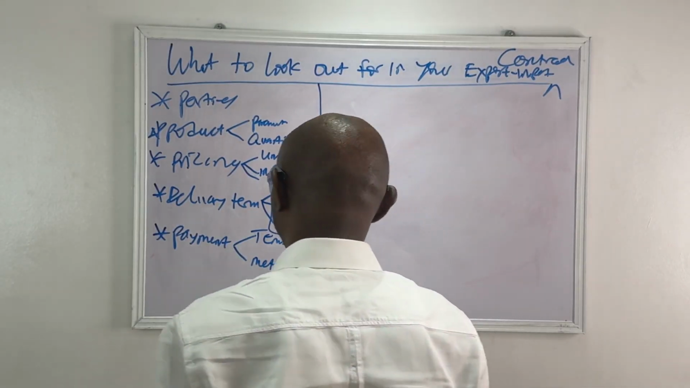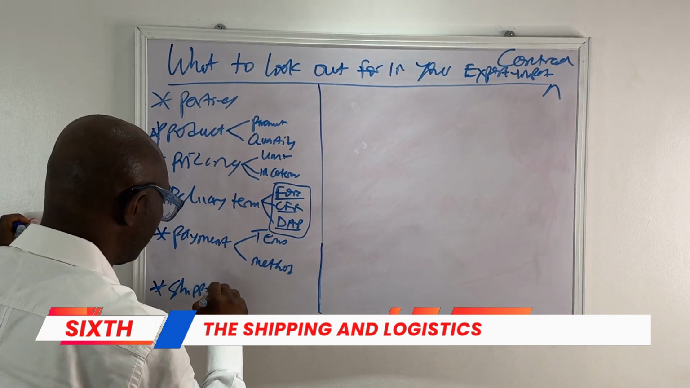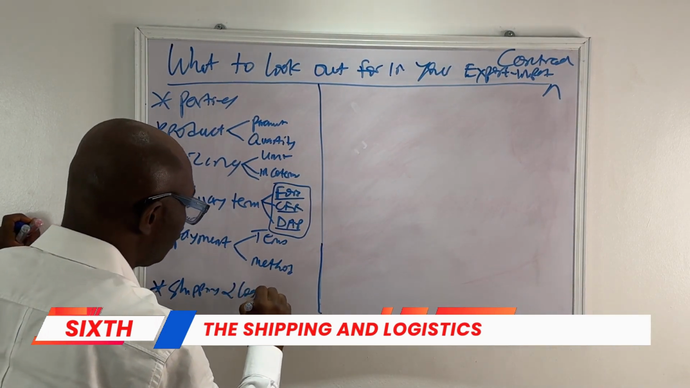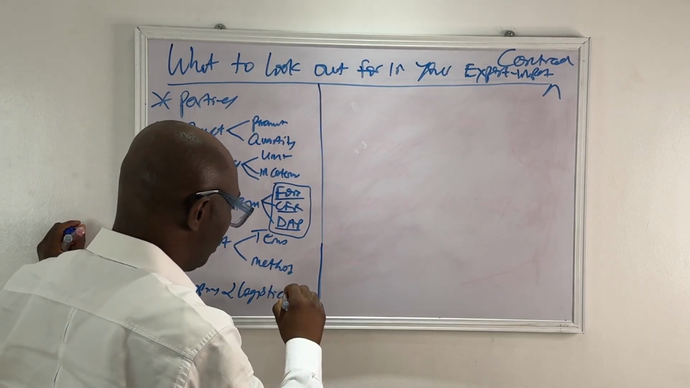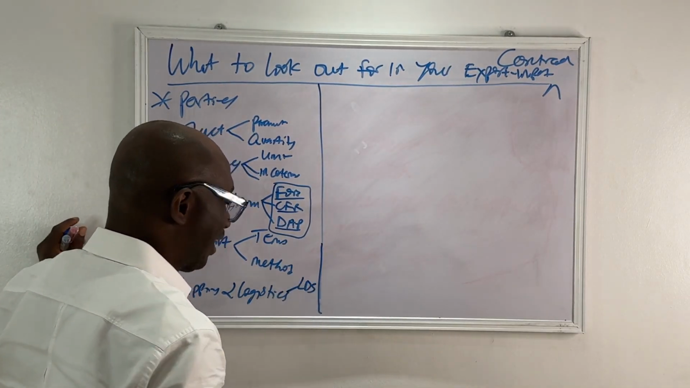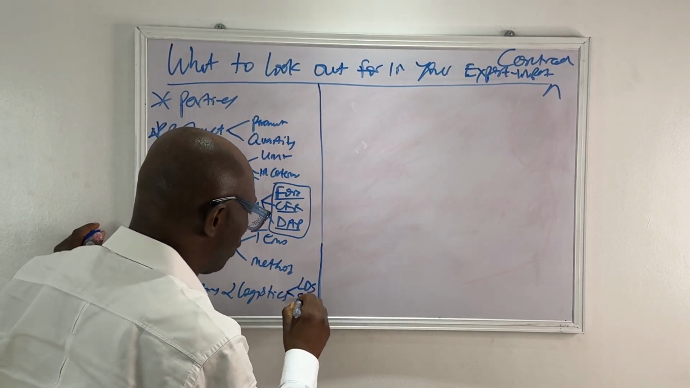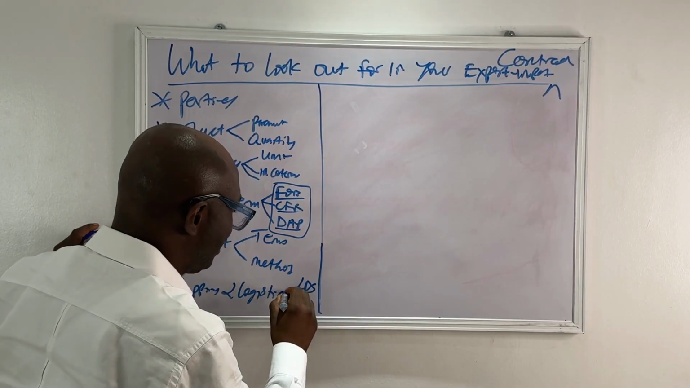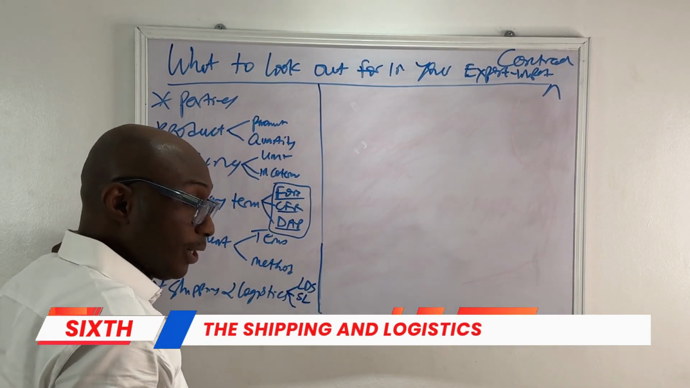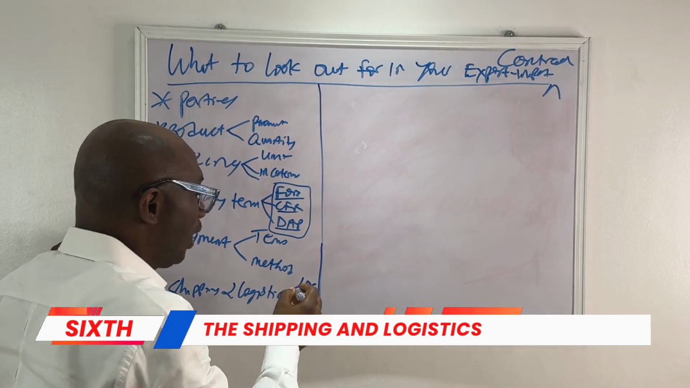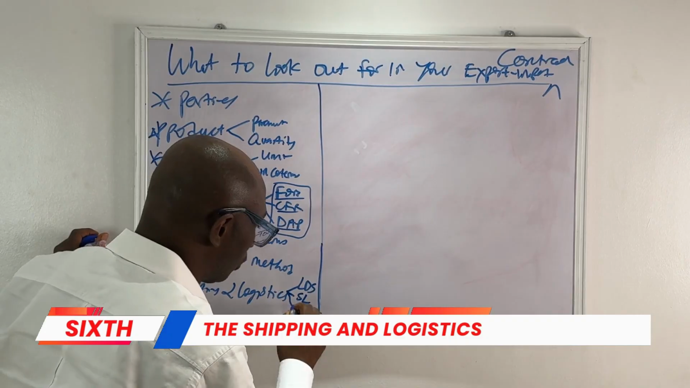Then shipping and logistics. By that I mean, when are we shipping? Latest date of shipment. Is it possible? Which shipping line are we using? Is there a shipping line we must not use? When is the date we are supposed to ship? Is it the date we agree? Which port are we shipping to?